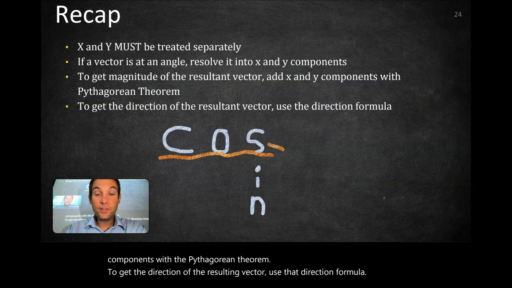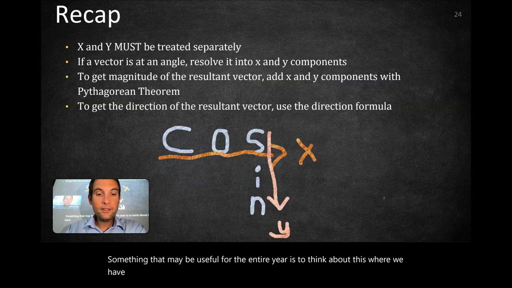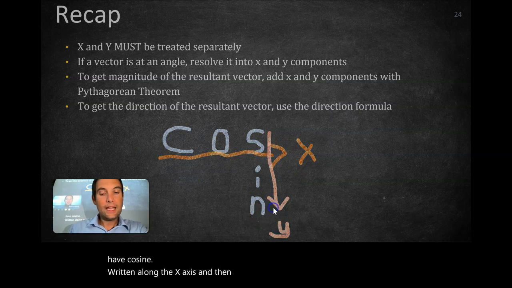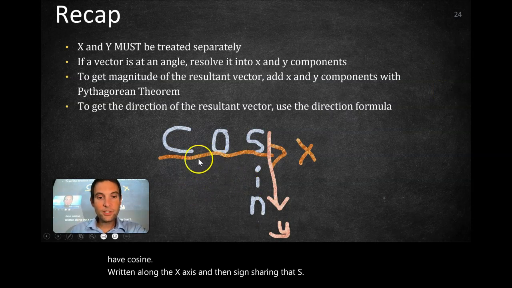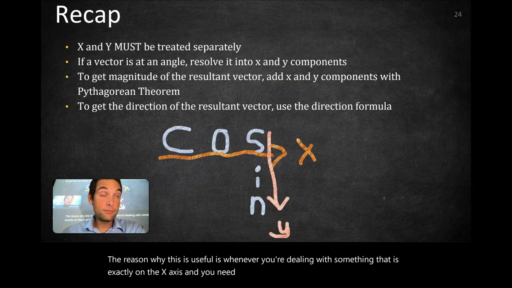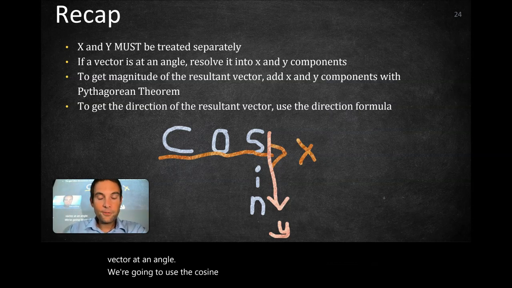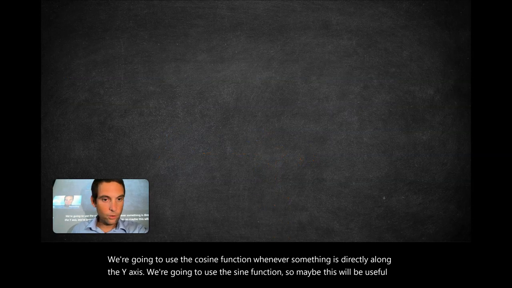Something that may be useful for the entire year is to think about this, where we have cosine written along the x-axis, and then sine sharing that s. The reason this is useful is whenever you're dealing with something that is exactly on the x-axis, and you need to find the x component of a vector at an angle, we're going to use the cosine function. Whenever something is directly along the y-axis, we're going to use the sine function. So maybe this will be useful at some point, or not.